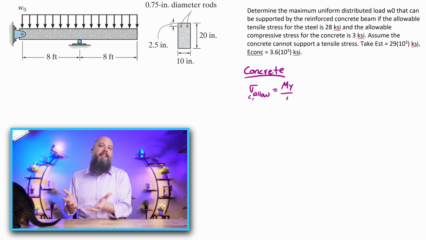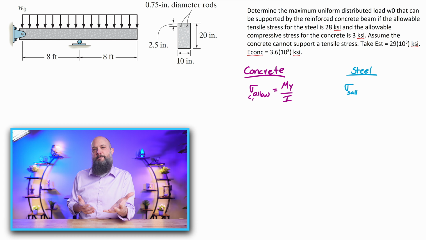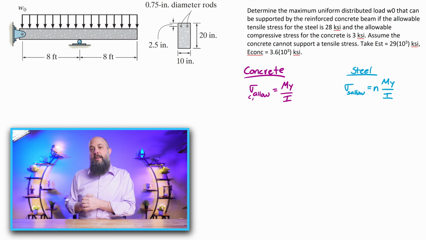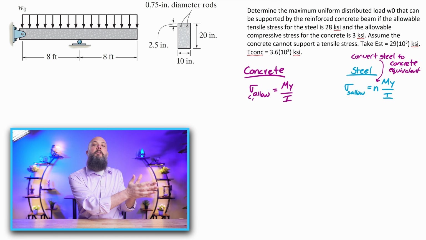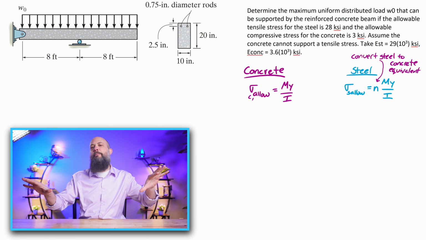My over I is the allowed stress. And we have to write this twice because it could be the concrete that breaks or it could be the steel that breaks. So they each get their own separate equation.